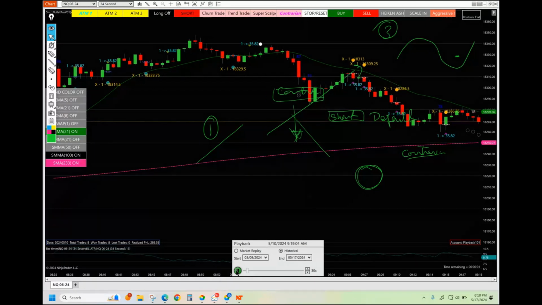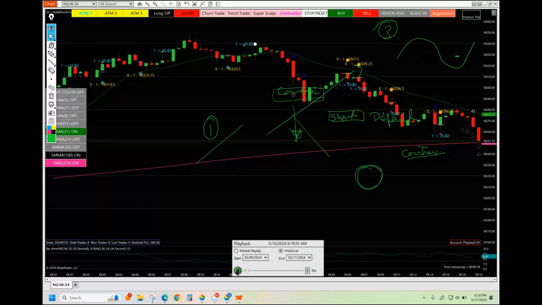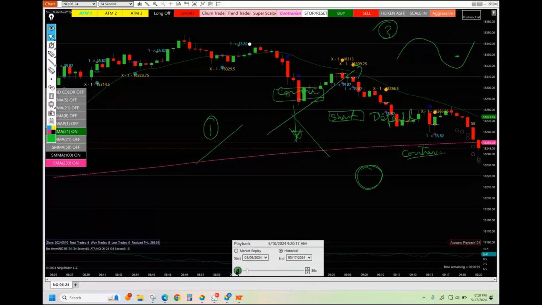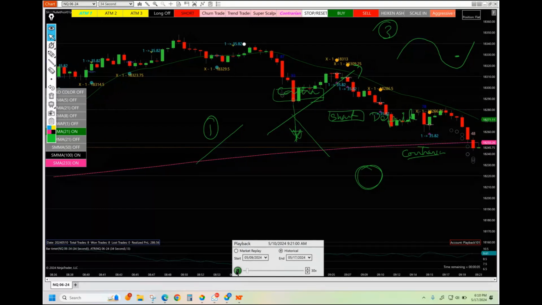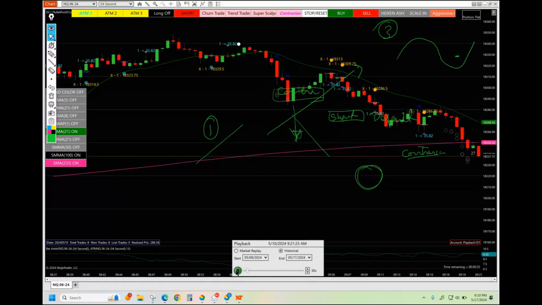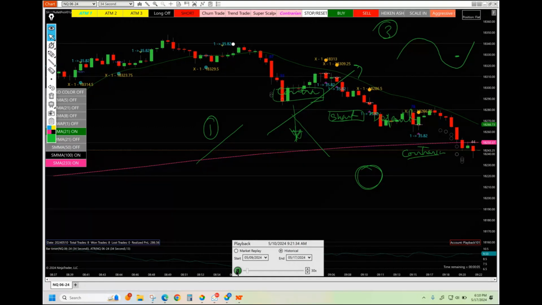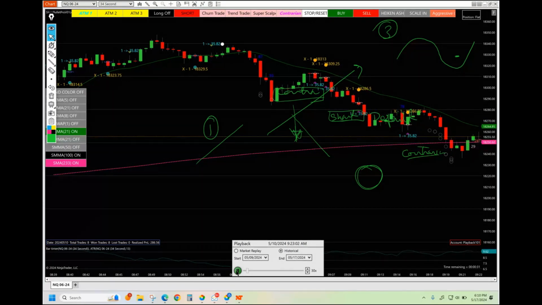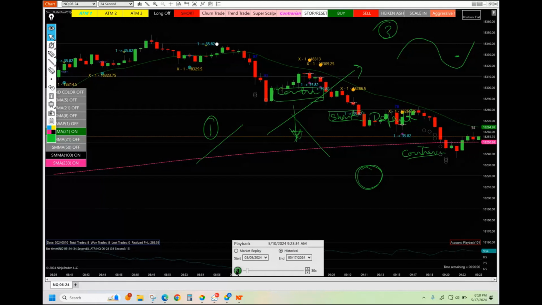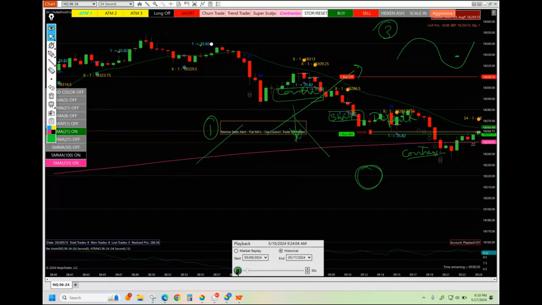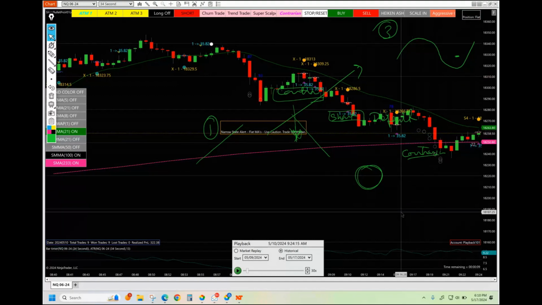Now contrarian, I did not get any contrarian trade. The market is downtrending very well. So contrarian means against the trend. Target filled. Okay, one more contrarian trade happened.